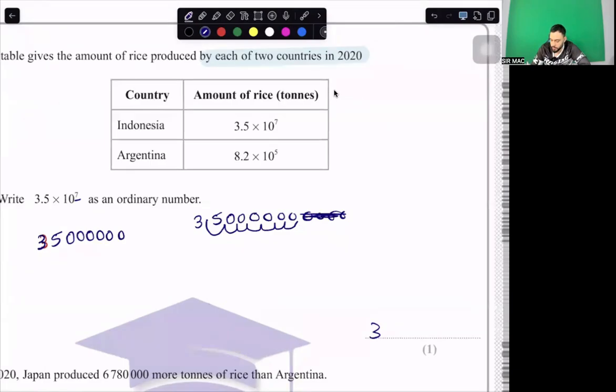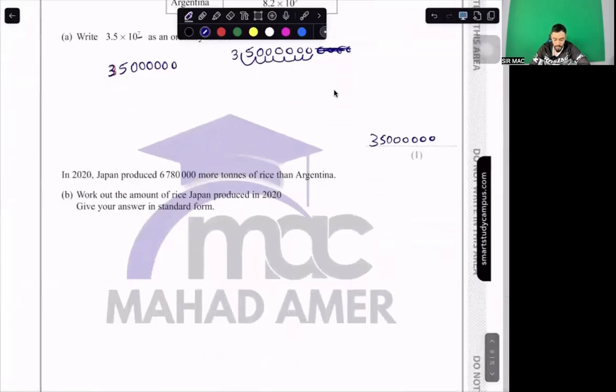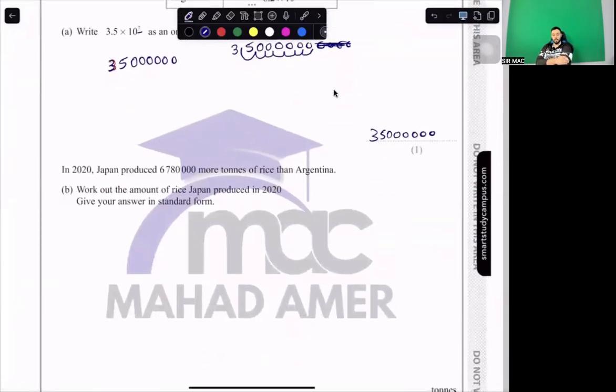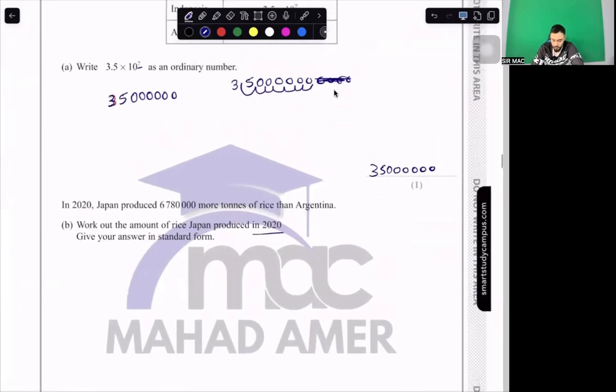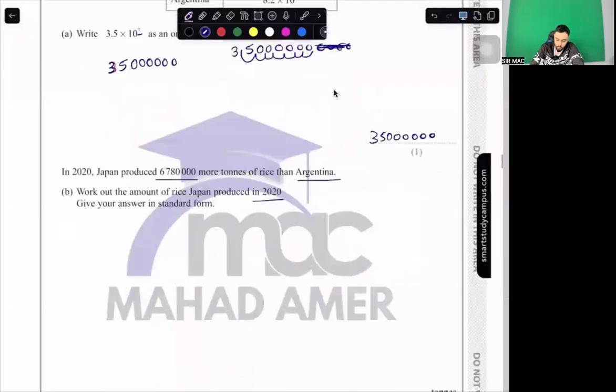Remove the remaining ones and write 3, 5, and then 1, 2, 3, 4, 5, 6. That's ordinary. Okay. In 2020, Japan produced 678,000 more tons of rice than Argentina. Work out the amount of rice Japan produced in 2020. Okay, it's more. In 2020, Japan produced this much more than Argentina.